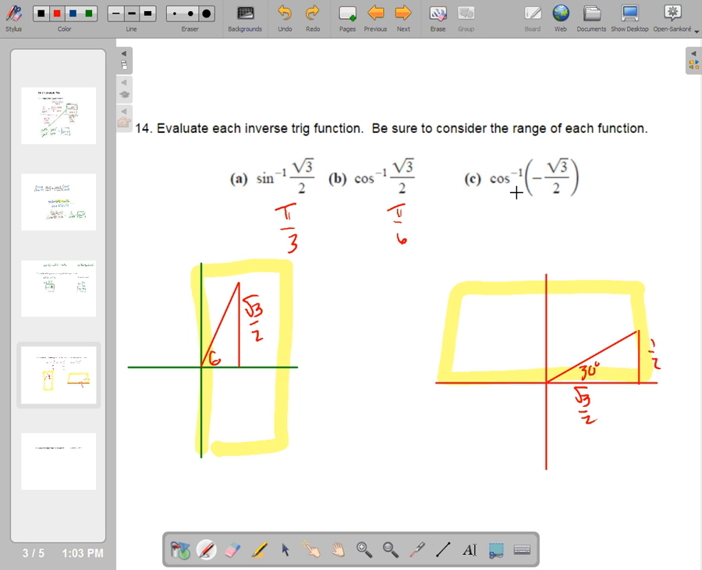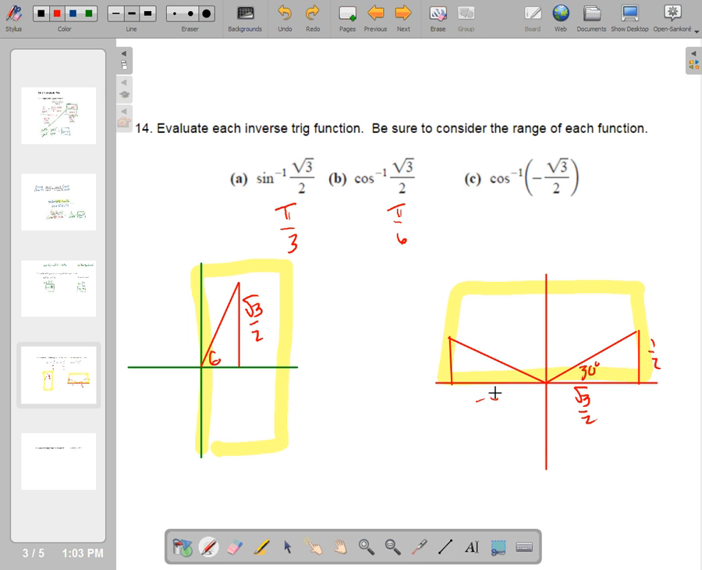And the last one, if cosine is negative, then that puts us over here. So this is negative radical 3 over 2. That means this is 1/2. It's a 30-degree reference angle. When you're talking about inverse cosine, this is the angle we're actually looking at. That's 150 degrees, which is 5 pi over 6. If it doesn't specify, I'd say go with radians, but it'll usually tell you.